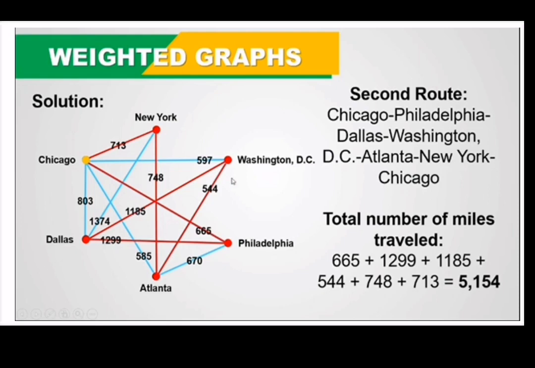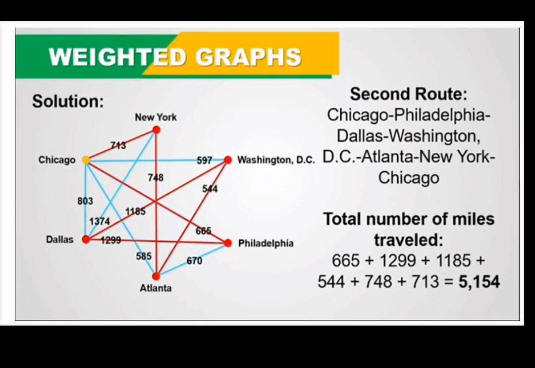From Washington, D.C. to Atlanta, that is 544. From Atlanta to New York, that is 748. And then we go back to Chicago. From New York to Chicago, that is 713. So we will add them so that we will be able to get the total number of miles traveled. So we get 5,154. So this is the total number of miles traveled if we follow our second route.